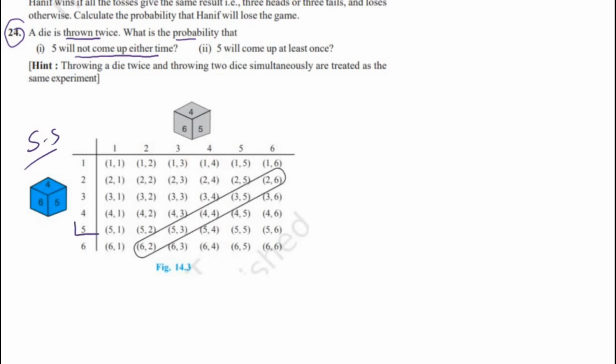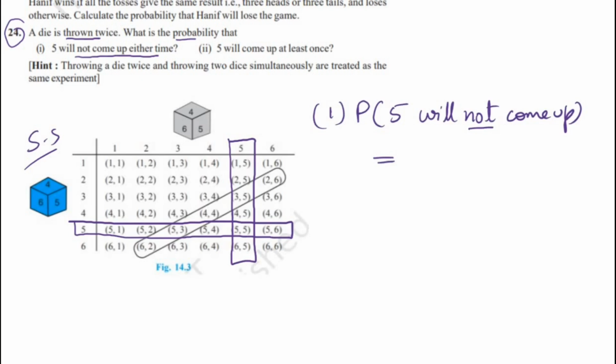So the 5 numbers appear in this as well as this. So we have to remove from the 36 total number of outcomes this set of terms. So the first, 5 will not come up: from the 36 outcomes we have to subtract 1, 2, 3, 4, 5, 6, 7, 8, 9, 10, 11. 11 out of the total 36, that is 25 upon 36.